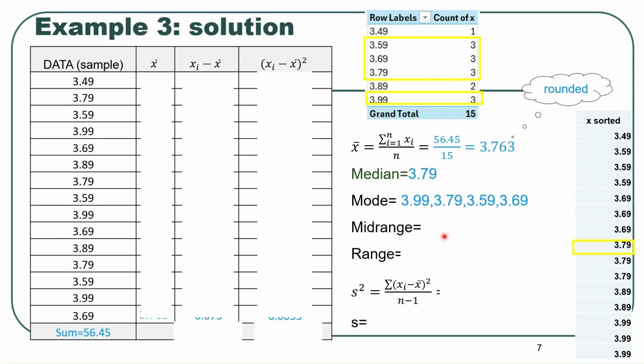The mid-range is the average of the maximum and the minimum value. The minimum value is 3.49, while the maximum is that one.